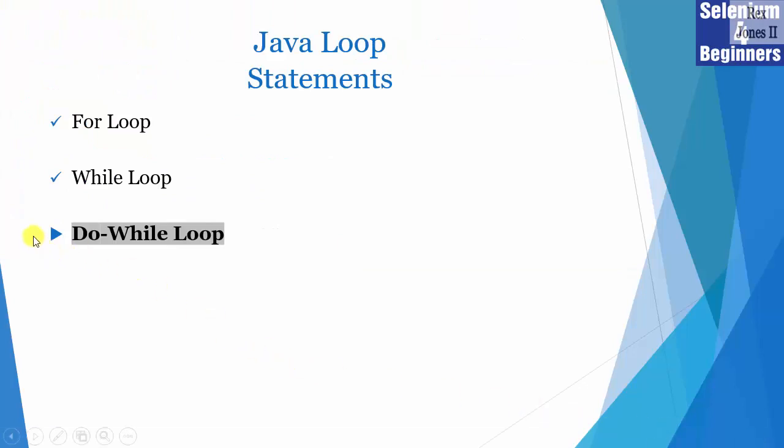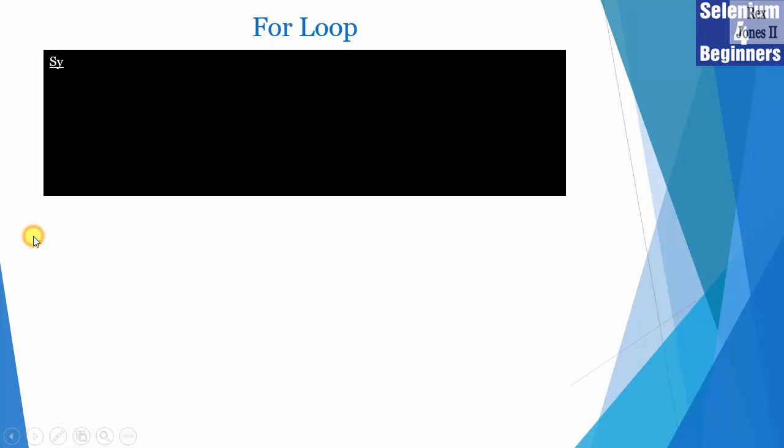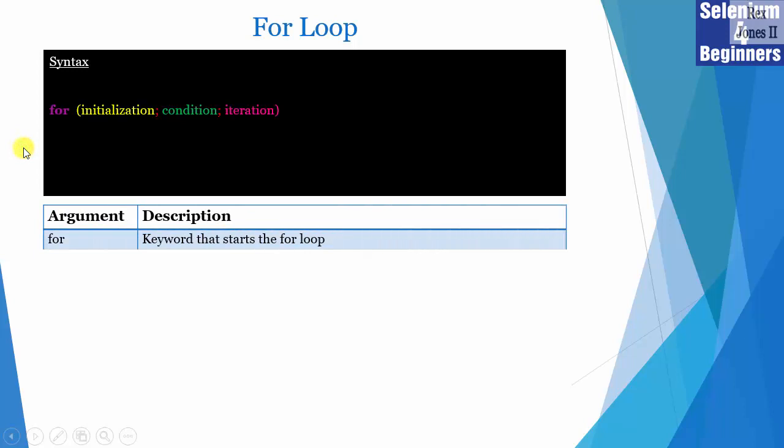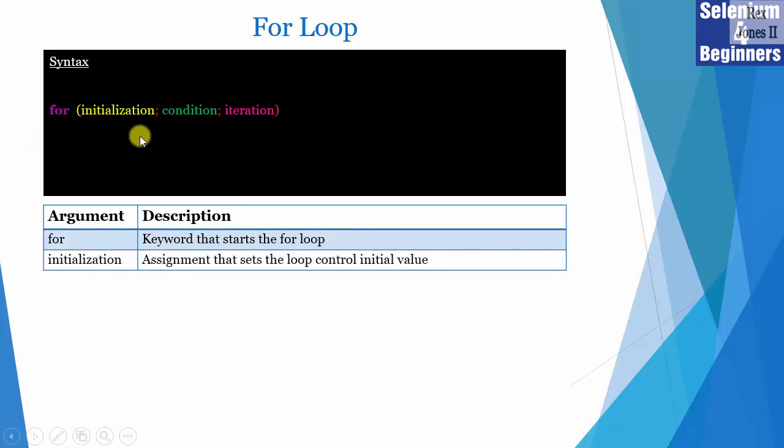Let's recap all the 3 loop statements. The for loop starts by writing keyword for with 3 statements. The first statement is initialization, which sets the counter variable. Counter variables can also be called loop variables because it is a variable that controls the loop. We have to make sure to complete the initialization statement with a semicolon.